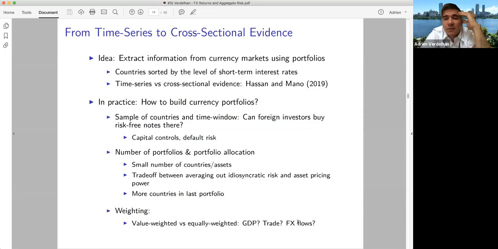They sort stocks according to the book to market. They sort stocks according to the size of the firm and so on. So we can do the same thing for currencies. There are many reasons actually not to do it. I'll also discuss that in a second. So if you want to build currency portfolios, you have to deal with the first basic set of questions. And I said I was going to be pedestrian, so let me go for it.